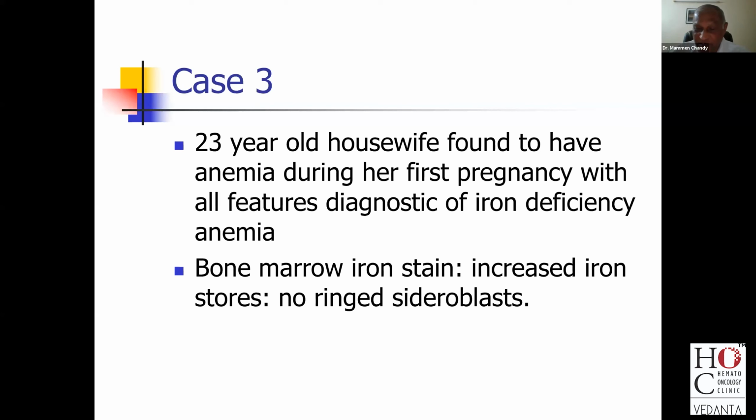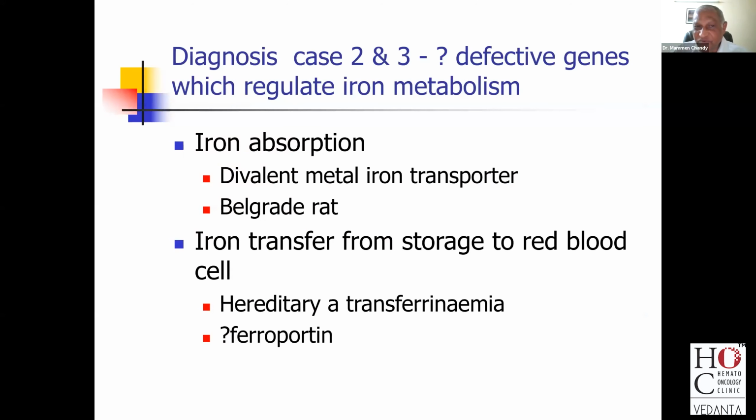That means there is iron, but the iron is not utilized for producing hemoglobin. It's not uncommon, right? You may see one case in a year, right? Bone marrow loaded with iron, Prussian blue full, right? And these are the rare causes that I've told you.